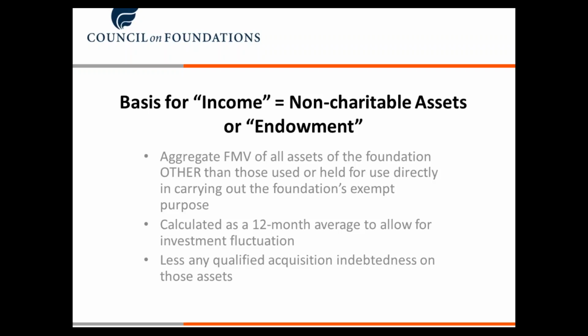And when we look at these assets, the code requires that we aggregate the fair market value of all these assets other than those that are used or held for use directly in carrying out the foundation's exempt purpose. This aggregation is calculated as a 12-month average to allow for investment fluctuation during the year. And you can deduct qualified acquisition indebtedness on those assets. So if you have an investment asset that you've actually incurred debt to acquire, you can deduct the debt on that to get the value of the asset.